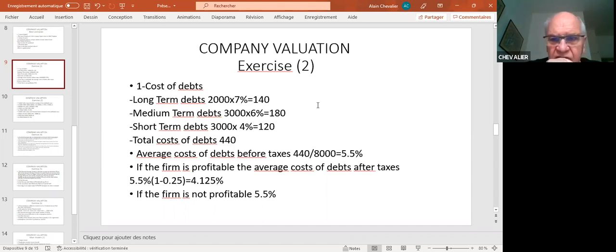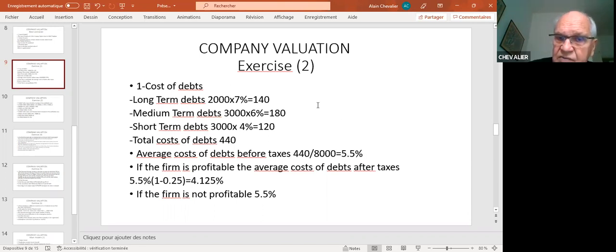The presentation here is a calculation. So that means we are in front of a company with a balance sheet on the right side, which is made of debt and of equity, of course. And the cost of debt here is calculated for the three categories of debt as usual. It means we start with long-term debts at the level of 2,000, medium-term debts at 3,000, short-term debt at 3,000. Okay, and we know that, which is the first problem to solve anyway.